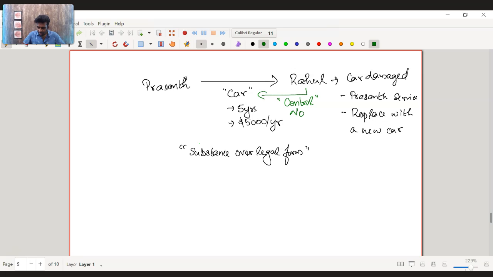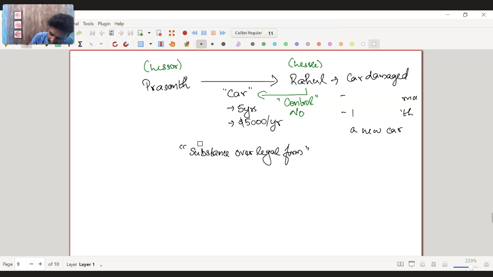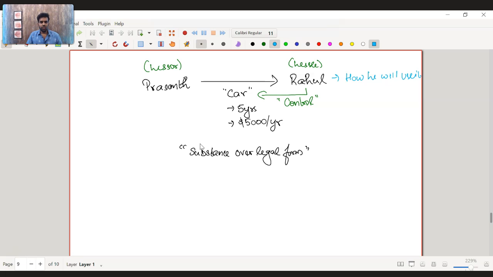But if the lessee here, who is Rahul, and the lessor is Prashant, if Rahul needs control, then he has to take the entire ownership of the asset. Now what does that mean? Rahul can decide how he will use the car. He can use it for dropping his children home. He can use it for his personal use, or he can give it to his driver and ask him to do whatever he wants to do with it.